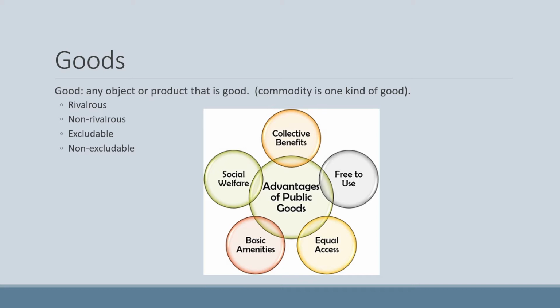All right, so when we look at goods, a good is any object or product. A commodity is a kind of good, and we can label them in a couple of different manners. A rivalrous good means that consumption by one prevents simultaneous consumption by another. So think of this as your personal property, okay? Your laptop is a rivalrous good. If you are using it, no one else can be using it, unless you're sitting in front of it together and watching a movie. But if you are physically using it, like typing on it, it's really difficult for anyone else to be using it, right?